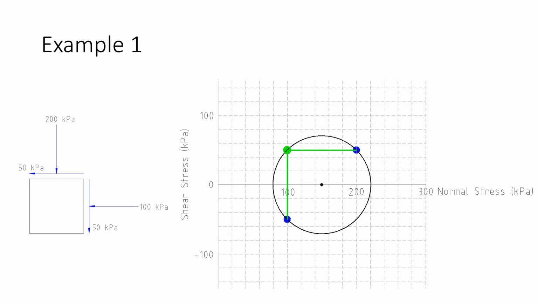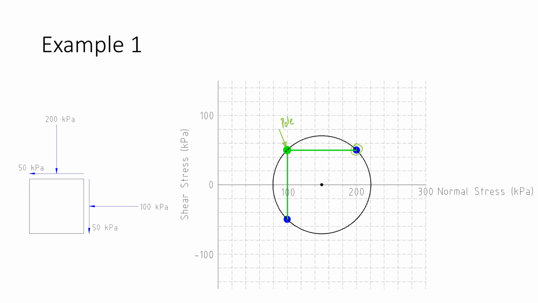Again, this is the pole. If I draw a line from my pole to this point on my Mohr circle, which is a normal stress of 200 and a shear stress of 50, that's a horizontal line. So these stresses must be acting on a horizontal plane.